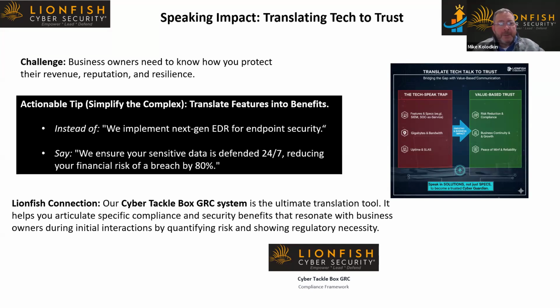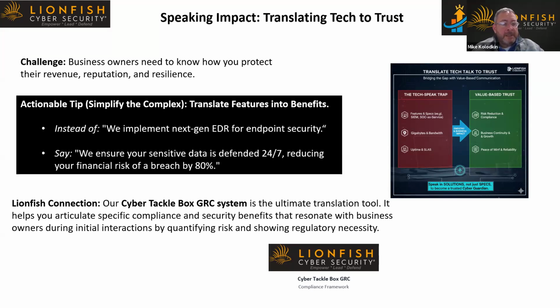And this was just an example that I took from some of my conversations and research. Someone might say, we implement the next gen EDR for endpoint security. Maybe instead of that, depending on if you're talking to a non-technical but more of a business leader, you're ensuring that the sensitive data isn't going to be breached, it'll be defended, and you'll know that 24/7, holidays, weekends, what have you, you've got them covered, and that you're going to minimize their financial exposure based on that breach.